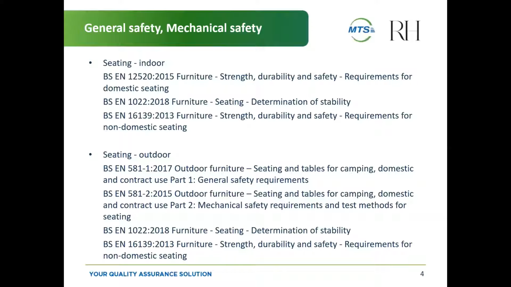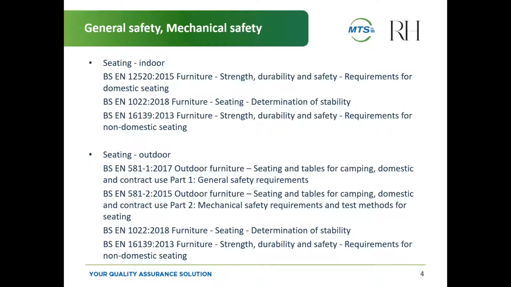Seating for the indoor, the standards that we'll be covering will be BS EN 12520, furniture for the strength and durability and safety. Then BS EN 1022, furniture, seating, determination of stability. BS EN 16139, again, strength and durability safety for non-domestic seating.